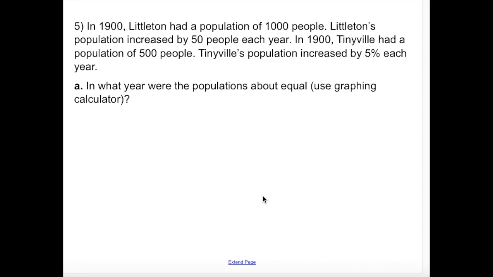I'm going to call the first one L of x for Littleton's population. L of x is equal to, and we know this is a linear function because each year the population is increasing by 50 people. So that's your slope, 50x, plus the 1,000, which is the initial population. That's your L of x.